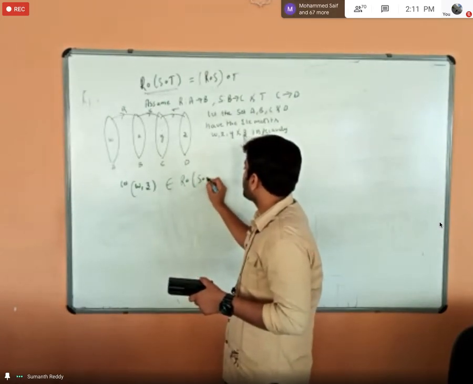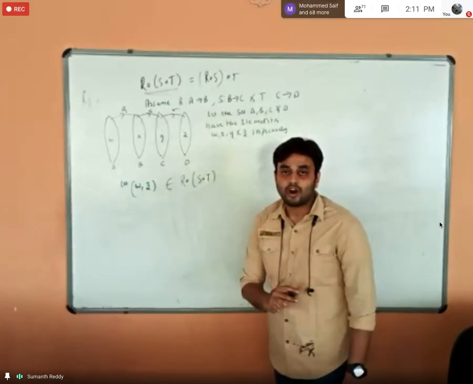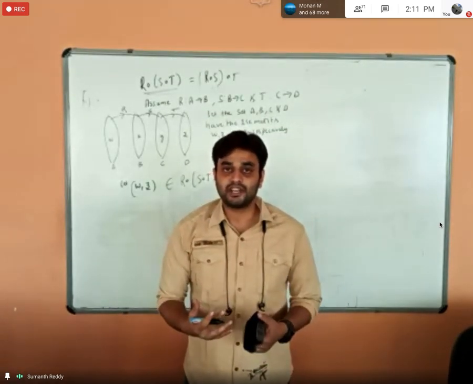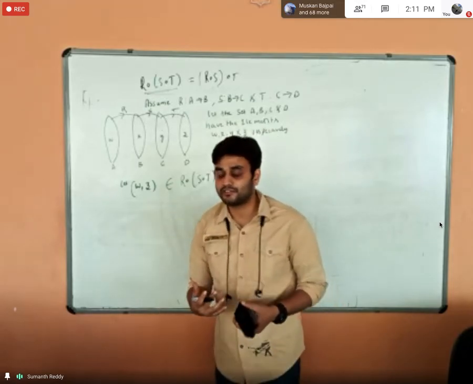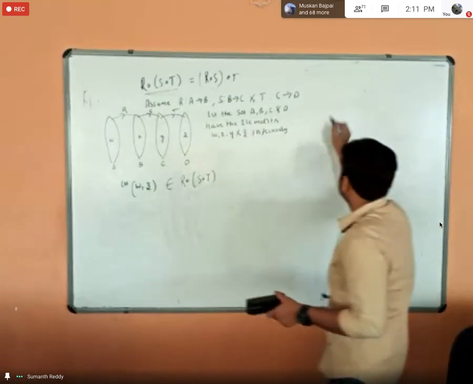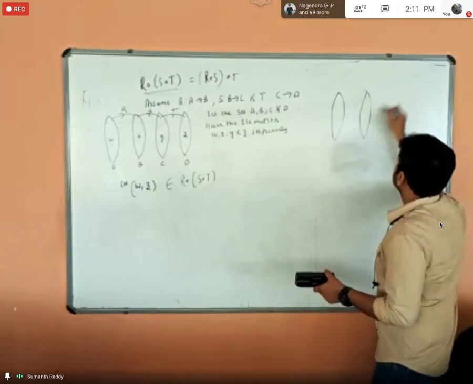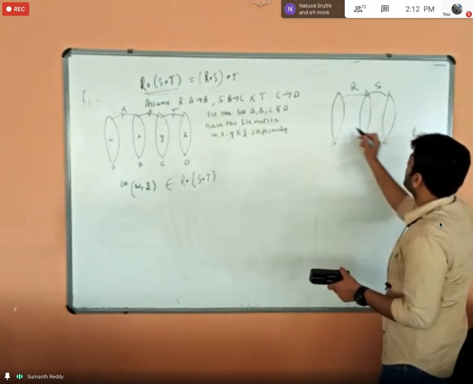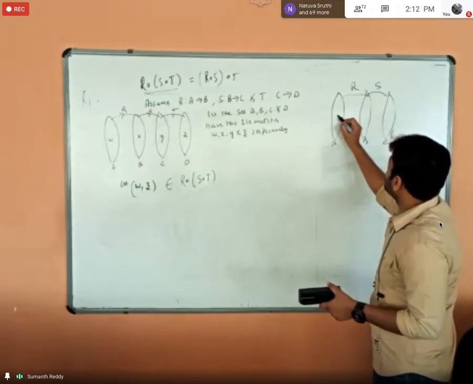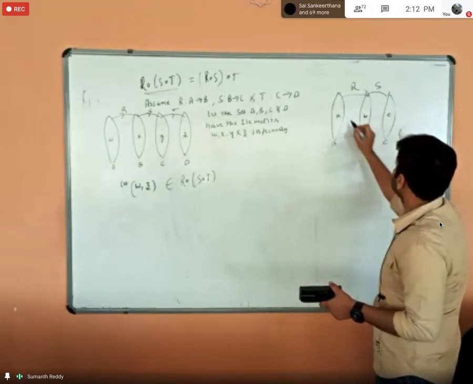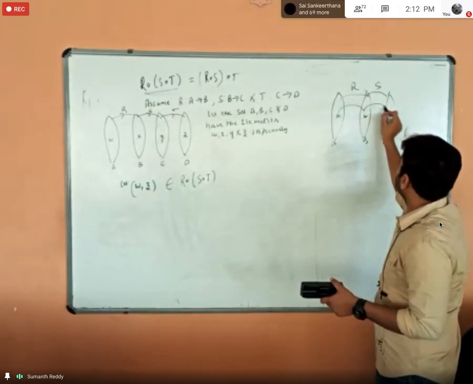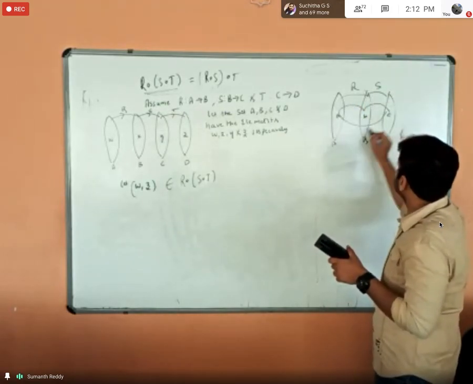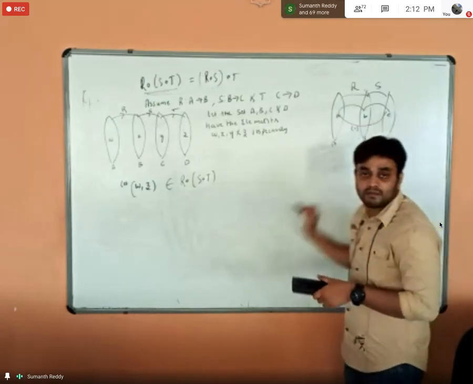R composition of S composition of T, right? So after this, we already know the definition of composition of relation. Yesterday I first told the definition of composition of relation. The definition tells that if I have three sets and R is a relation and S is a relation between these sets, and I have some elements A, B, C, if A comma B belongs to R and B comma C belongs to S, then R composition of S will contain A comma C, right?